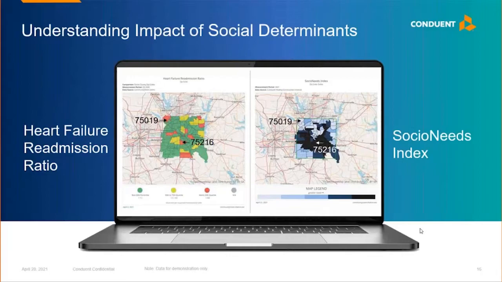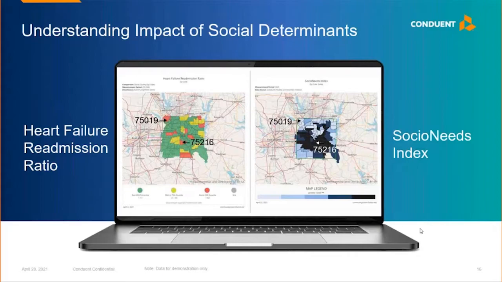I'm now showing again the map of heart failure readmission ratio by zip code on the left, and areas in red and yellow are those at higher risk for readmission. The map on the right shows the socio-needs index we just discussed. Zip codes in darker blue have higher index values correlated with poor outcomes. From this, we can see that both zip codes 75019 and 75216 are at higher risk for readmission, but 75216 is also at risk based on socioeconomic needs.